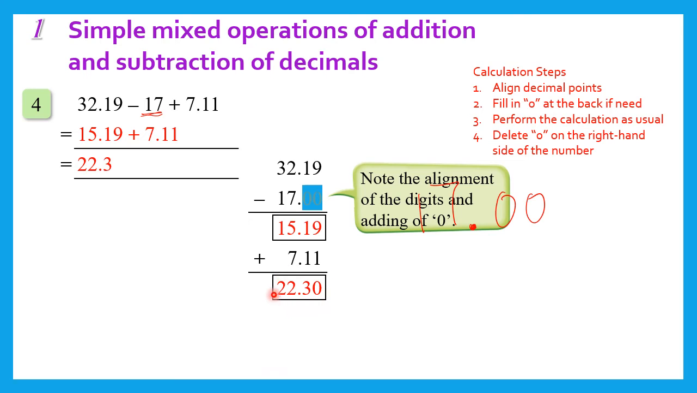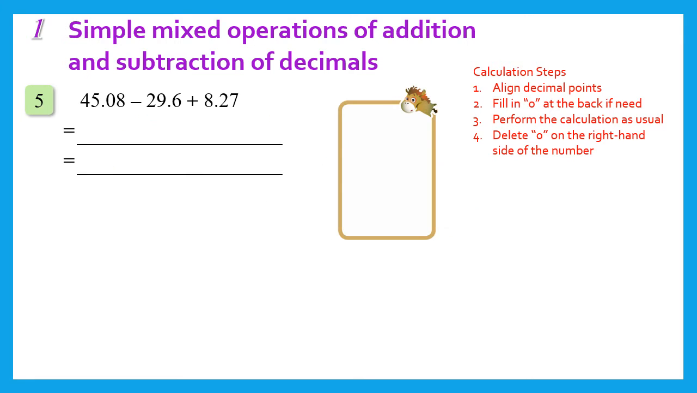There's a 22.30, right? And I see that some of you write down the answer equal to 22.30. It's not simplified. Make sure that you simplify your answer, delete this 0, and it becomes 22.3.